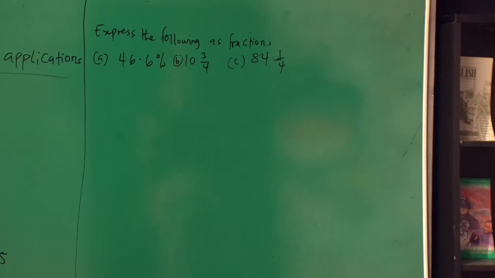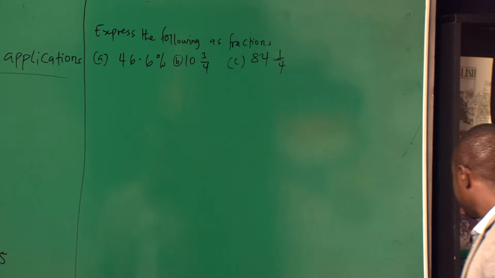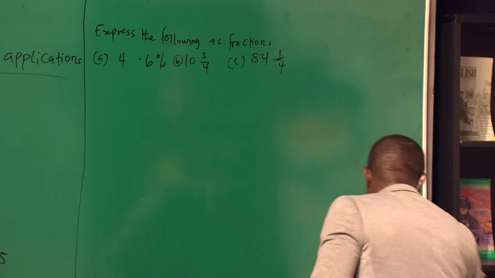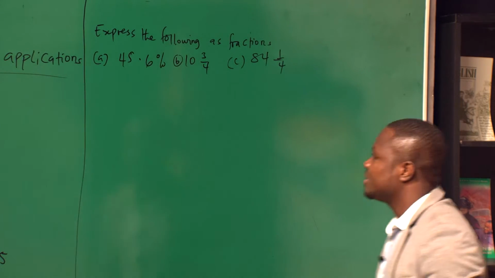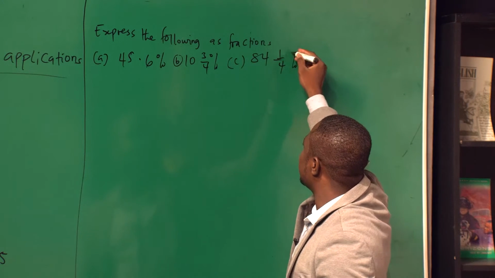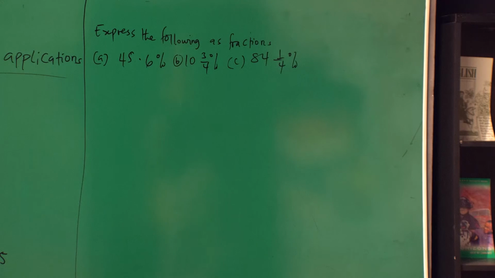So based on what we have done so far, we are to express the following percentages as fractions. We have 45.6%, then 10 whole number 3 over 4%, and 84 whole number 1 over 4%. So that's what we will be looking at. I will do the first one with you, and I will do the second with you, and you try the third on your own.